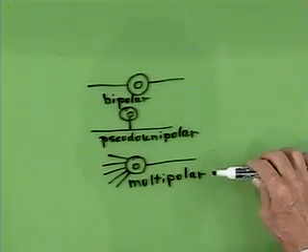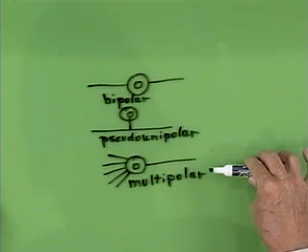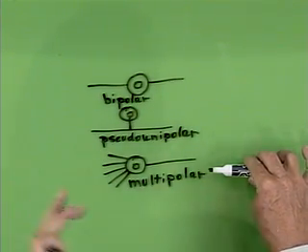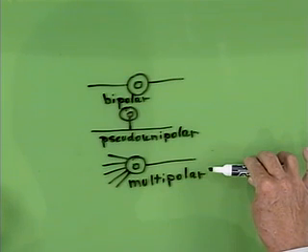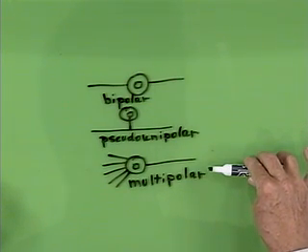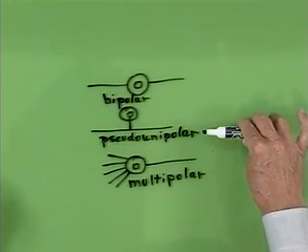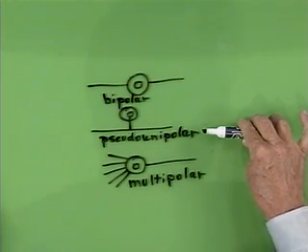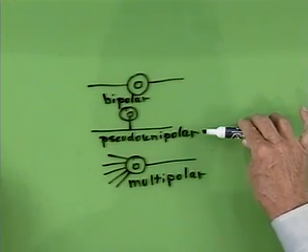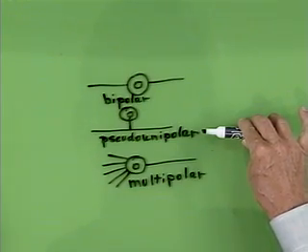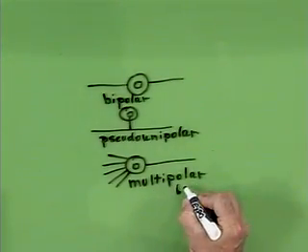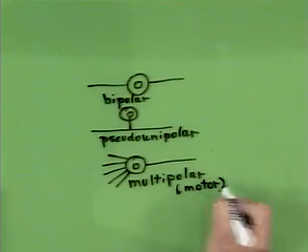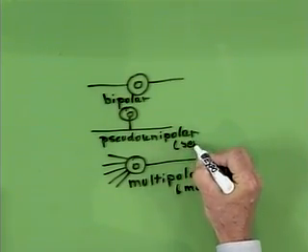Now, multipolar neurons are the kind that carry impulses out from the brain and spinal cord to other body structures. They are motor neurons; multipolar and motor go more or less together. Pseudo-unipolar neurons form most of the sensory neurons in the body. And by sensory, I mean conducting impulses into the brain or spinal cord. So when you think of multipolar, think motor. When you think of pseudo-unipolar, think sensory.